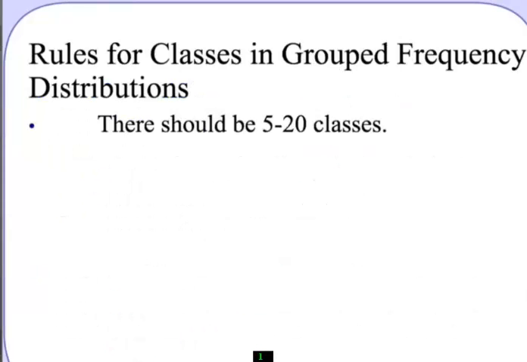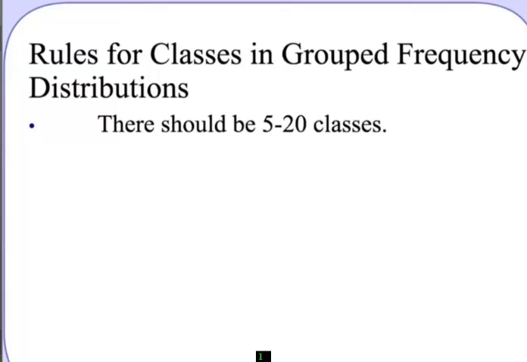Okay, the rules for the classes in a grouped frequency distribution. What I mean by the classes, again, was that 4 to 9, the 10 to whatever. Those are different classes. There should be between 5 and 20 classes. If you get smaller than 5 classes, you really just need to do individual classes. They shouldn't be grouped at that point. If you get larger than 20, your data looks way too much, very overwhelming, so you really need to keep things manageable, and that's between 5 and 20 classes.